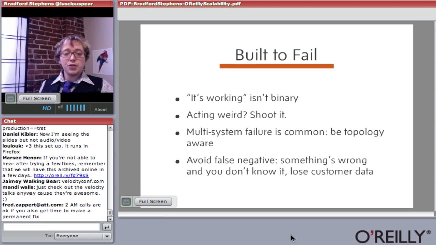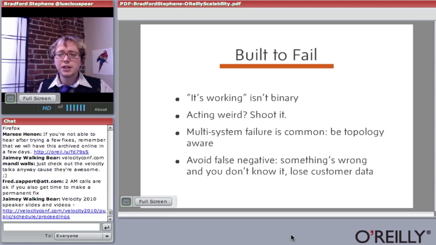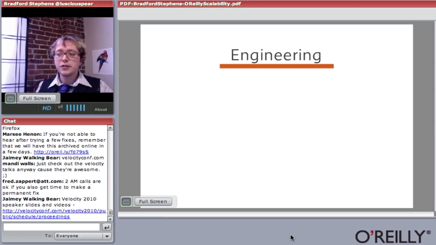And the reason why you want to shoot things as soon as they start acting weird is you really want to avoid false negatives. If something's wrong and you don't know it, because customer experience is so paramount these days, you might lose customer data. You might lose that $5,000 piece of furniture they wanted to order, or those 50 chips they wanted to order, or the new update to their credit card address. So if you've got a machine that's acting really weird, the consequences of bringing it down should be minimal compared to the consequences of it putting out wrong data.